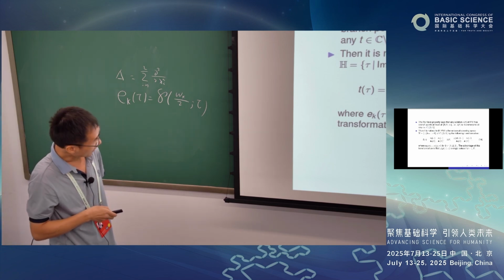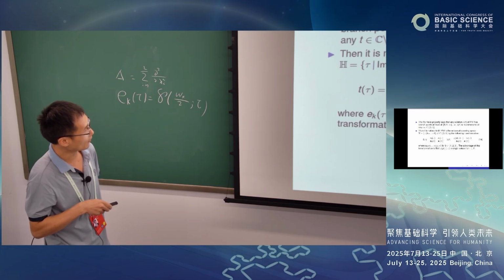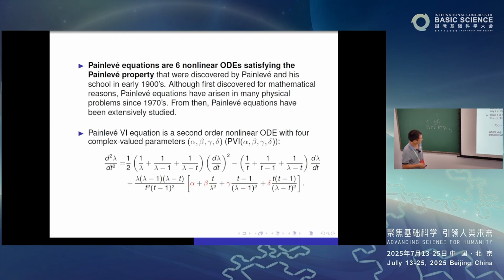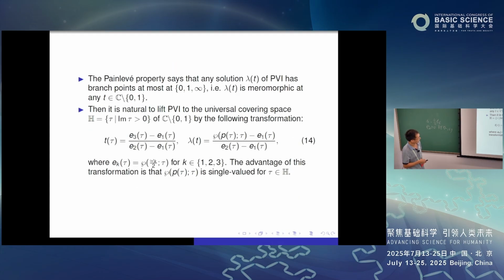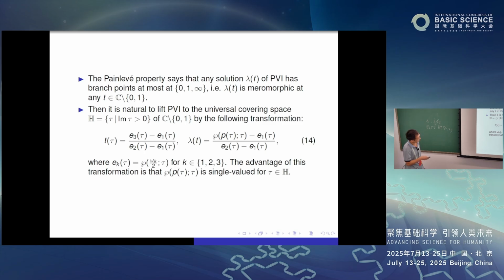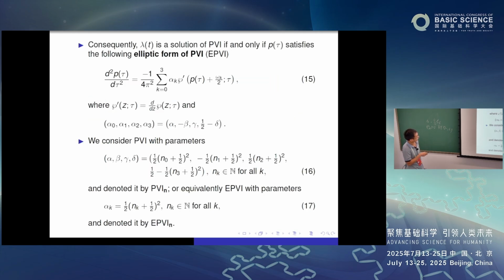So under this transformation, this function will be single valued. This equation for lambda t looks very complicated. But under this transformation, the equation for p looks very easy. Lambda t is a solution of the Painleve VI equation if and only if this p tau satisfies this equation. We call it the elliptic form of the Painleve VI equation.